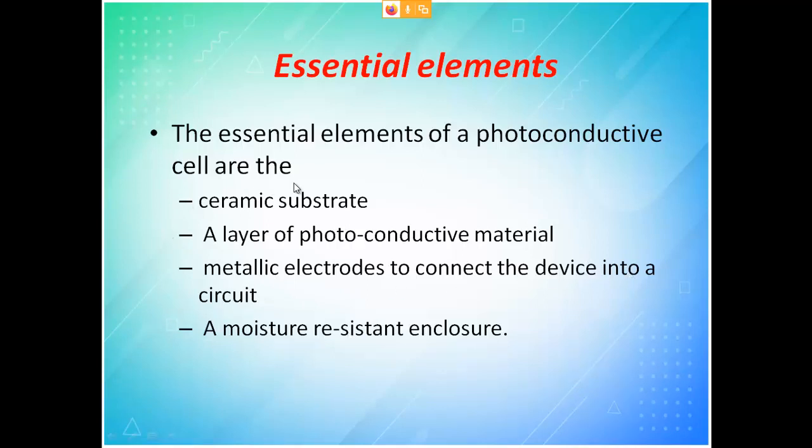So I will take the ceramic substrate, which is one terminal. Then I will coat my second material, and between these two I will take contact. That solves our matter: a metallic electrode to connect the device into a circuit. Then a moisture resistant enclosure, which is nothing but putting it inside a glass, that's all. You have to prevent moisture in order to protect the device.